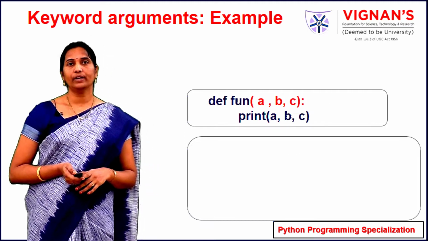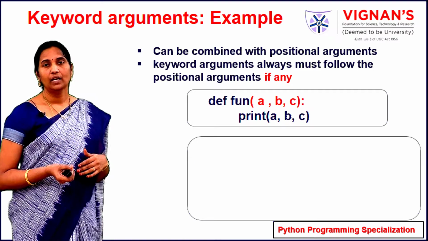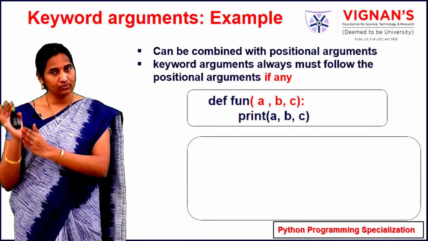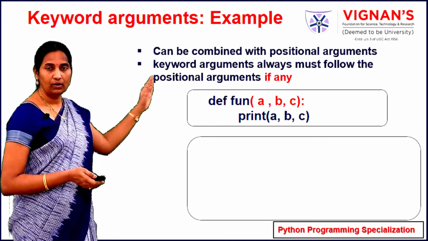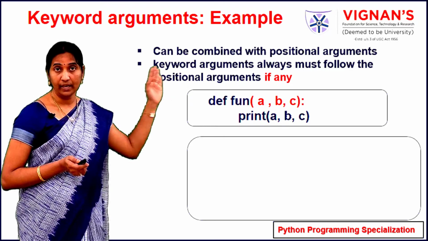So basically keyword arguments can be combined with the positional arguments also, but when combined the positional arguments must come first and the keyword arguments must follow the positional arguments. Now let's have a look at this function definition fun, which takes three different parameters a, b and c.